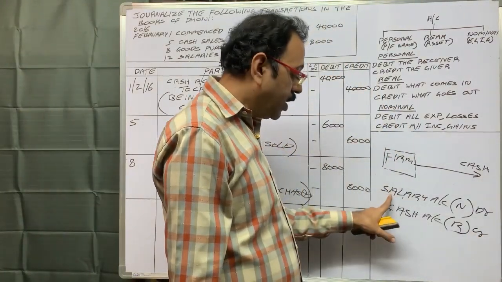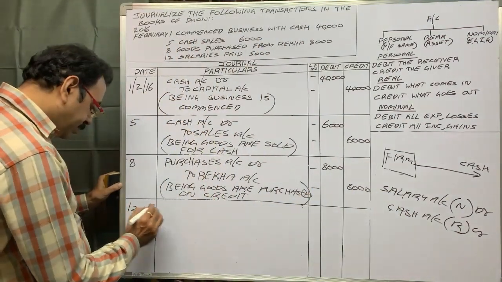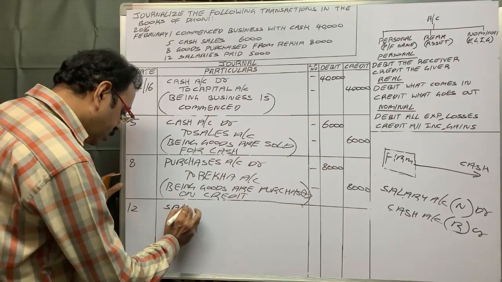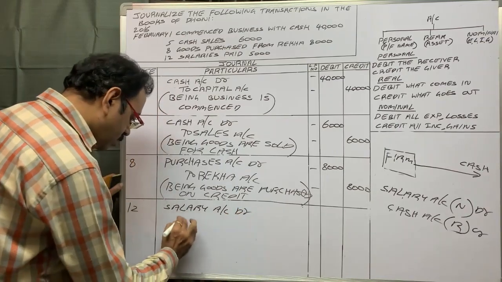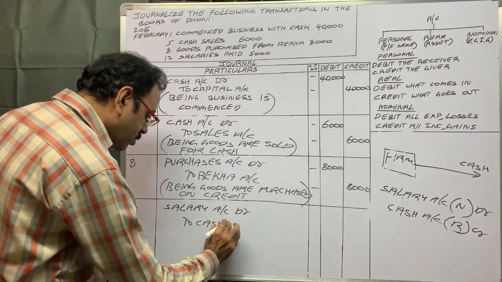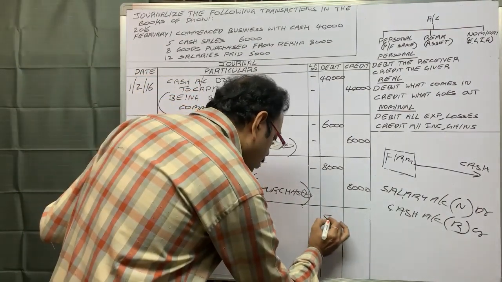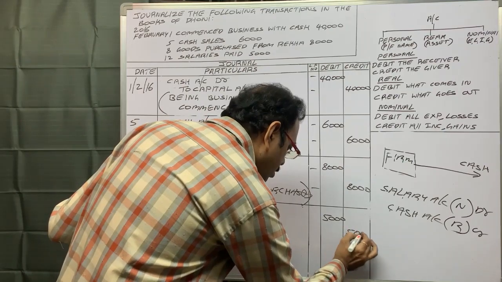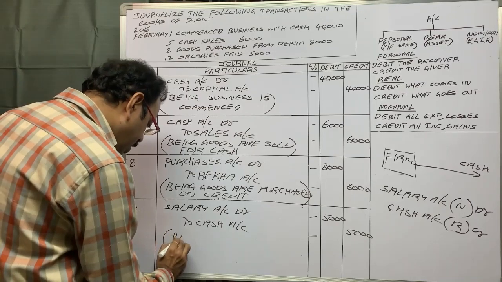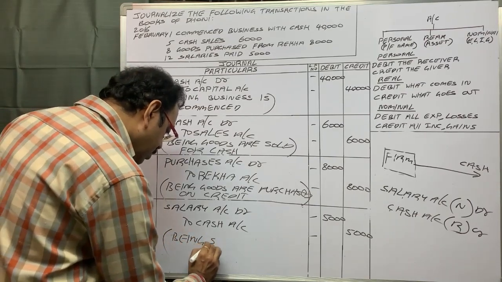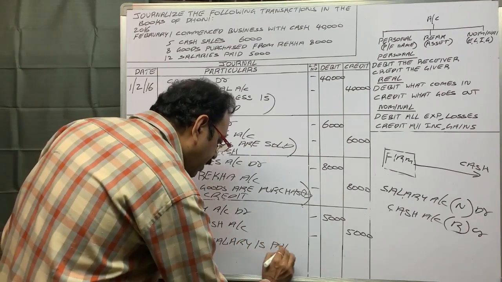Final entry is salary account debtor to cash account. 12th date. Narration. Being salary is paid.